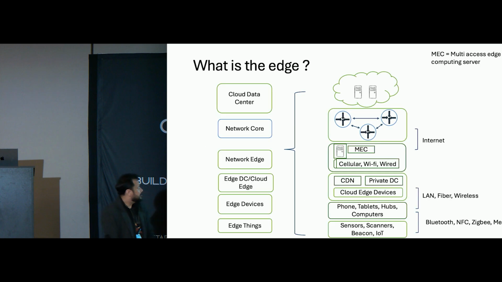So let's get started. What is the edge? Edge computing has been a term which gets thrown around a lot. So I've tried to put together a description of what edge means. At the moment, edge means things that are not in the cloud. The basic idea is that you take the processing closer to the source of the data. But there are several layers to that.